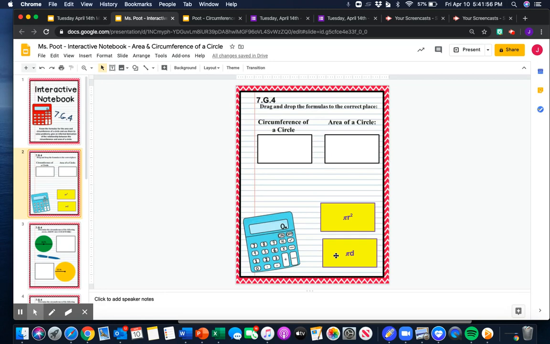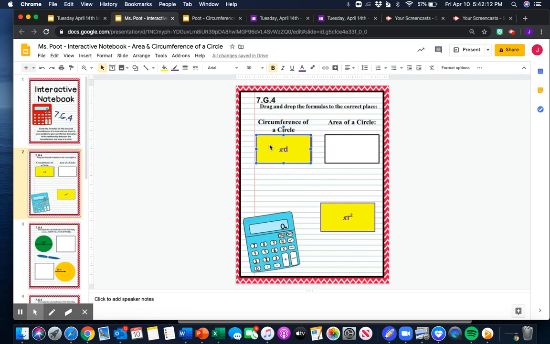All right, pi times diameter is actually the formula for circumference. So I'm going to click it. Now it looks like this. There's blue. And I'm going to click it and drag it to its correct spot. All right, there it is.